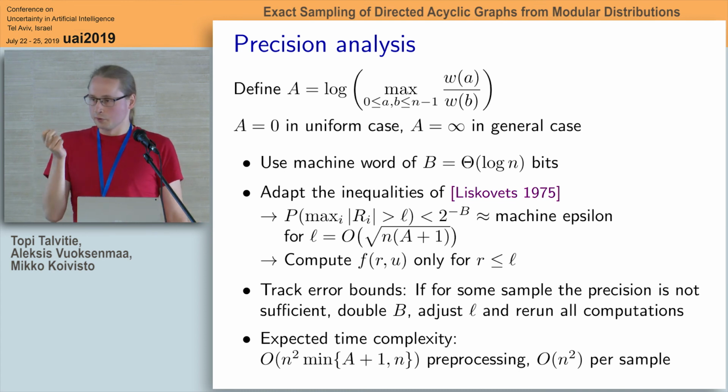So in the case of uniform sampling, we actually get n squared time pre-processing.